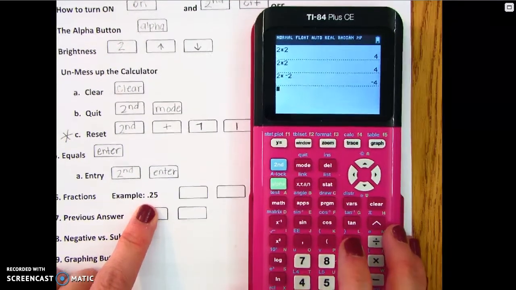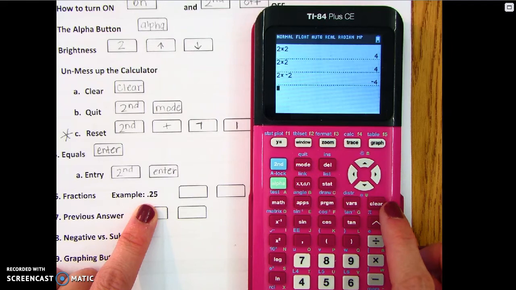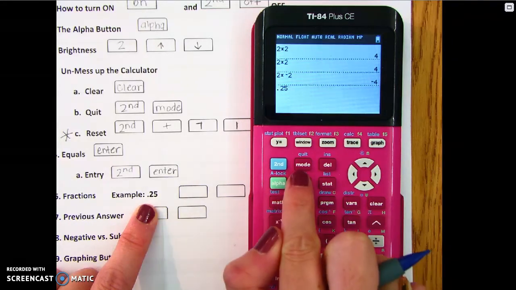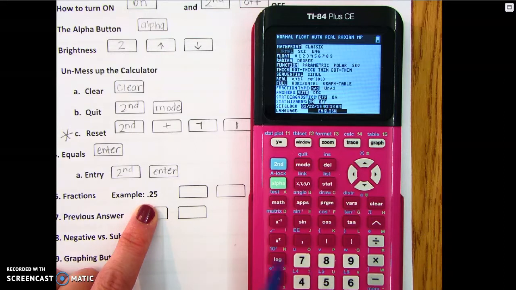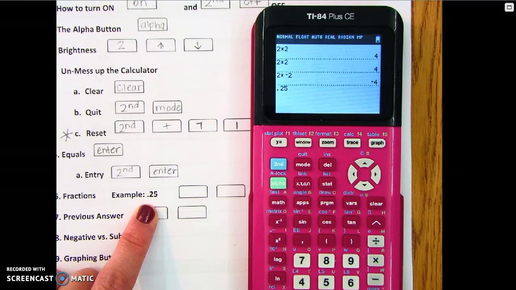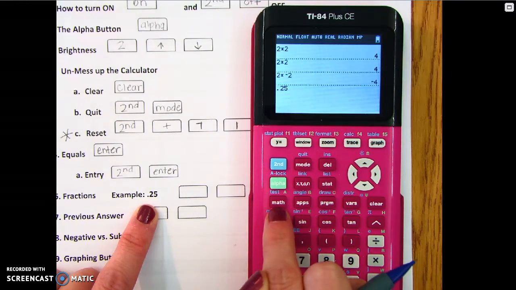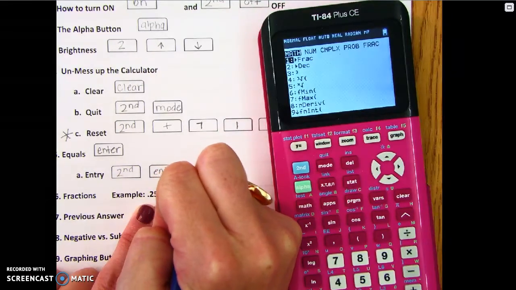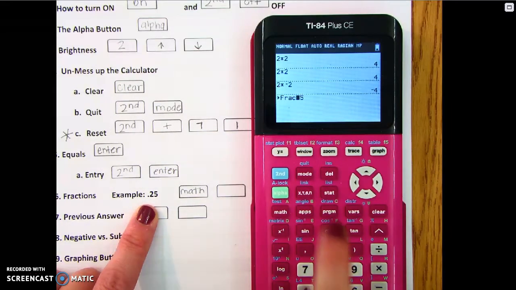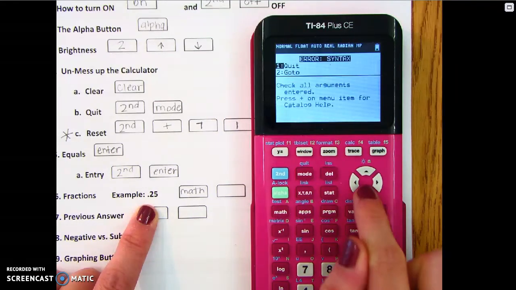Fractions. So 0.25, 25 hundredths, I want to change to a fraction. So I would type in 0.25 to my calculator. Then I go to the mode button. Not the mode button, I'm sorry. Second, quit, to go back. So type in 0.25, I go to the math button, the other M. So math button, math. And number 1 is fraction. So press enter, and it's saying I want to change 0.25 to a fraction. Oh, messed up.